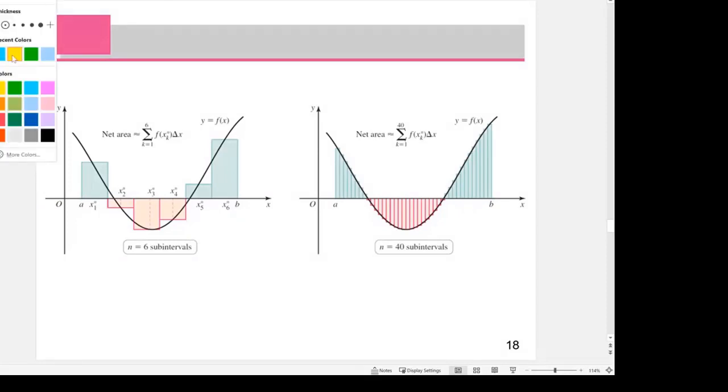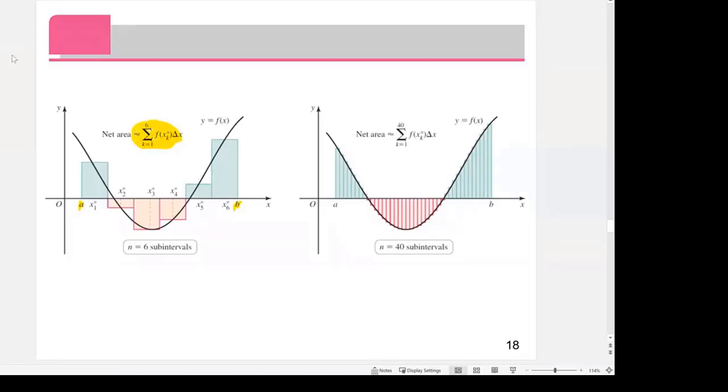Here's our A, and here's our B. Everything in this greenish color is above the x-axis, and everything in the pinkish color is below the x-axis. Here, what this says is we're dividing it up into 6 triangles. 1, 2, 3, 4, 5, 6, right?